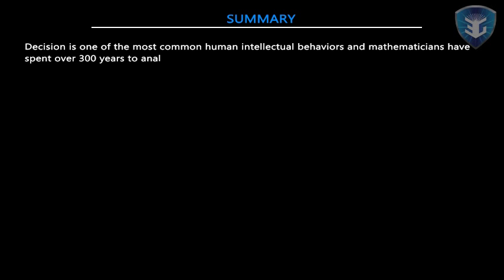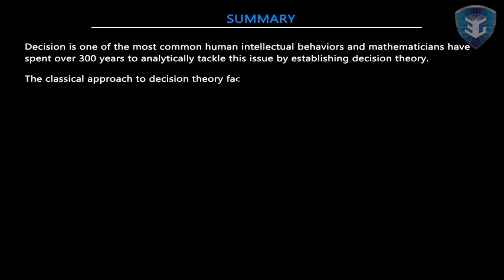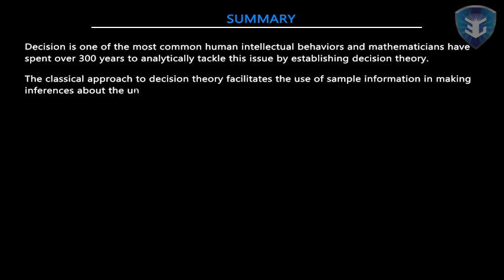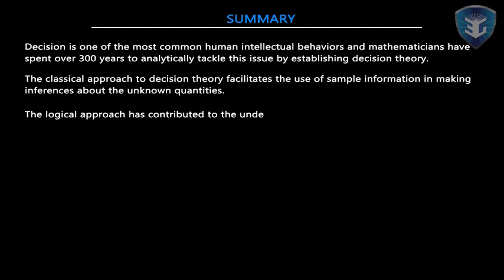Now in the end, let us summarize what we have learned in this lecture. Decision is one of the most common human intellectual behaviors, and mathematicians have spent over 300 years to analytically tackle this issue by establishing decision theory. The classical approach to decision theory facilitates the use of sample information in making inferences about the unknown quantities. The logical approach has contributed to the understanding of the decision-making process.